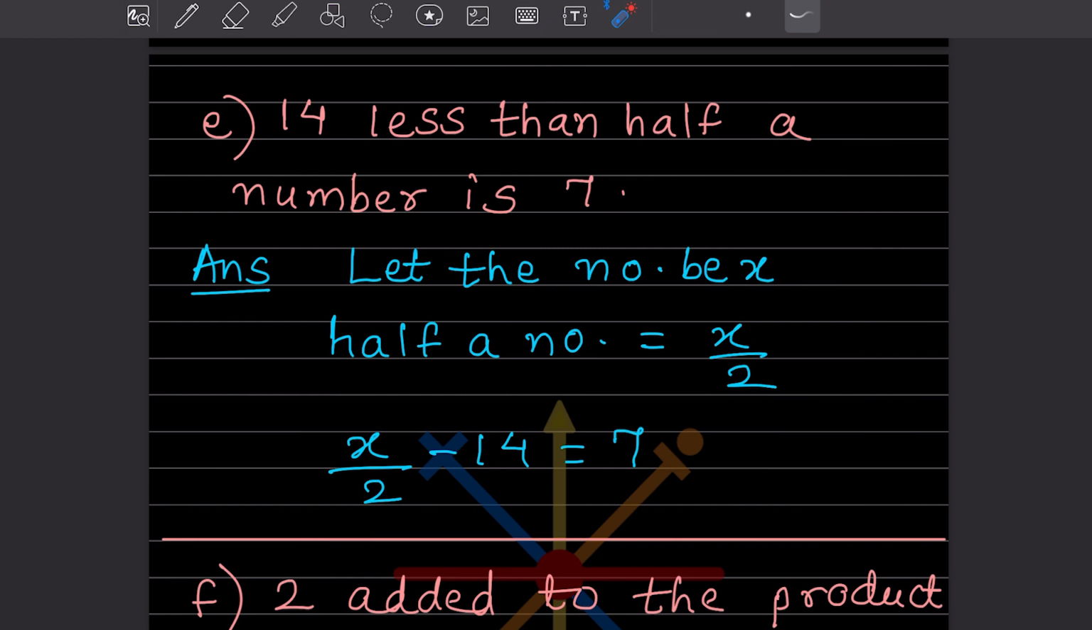And is 7 means is equal to 7. Okay. So now here, see here. 14 less than half a number. So this is half a number, and from that you have to subtract 14. Less means you have to subtract. Is 7 means is equal to 7.